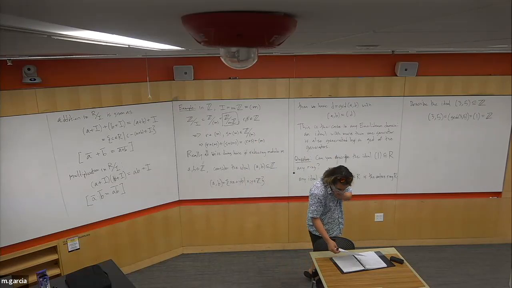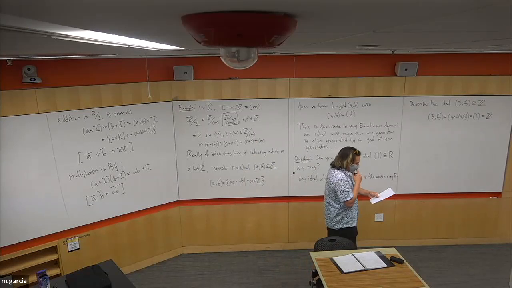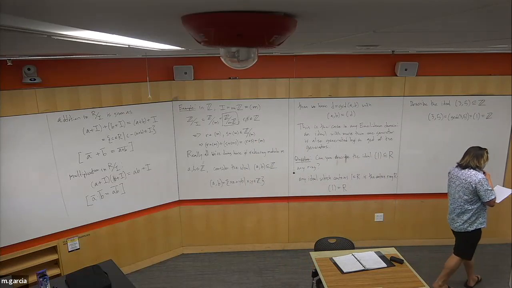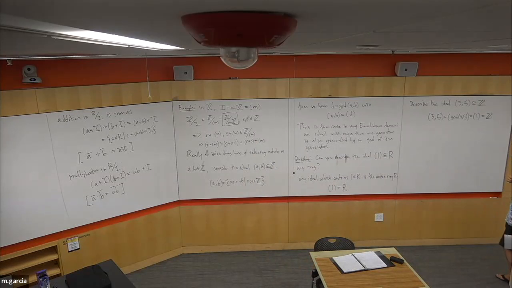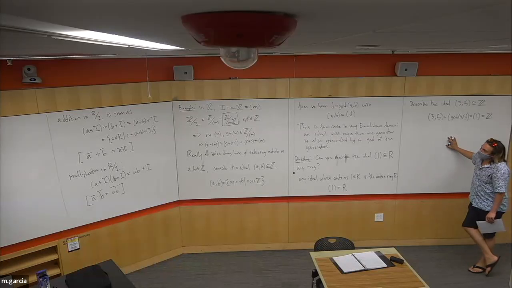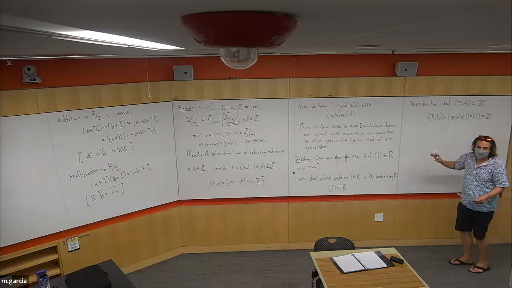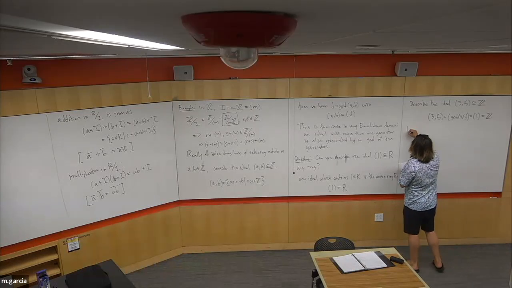So let's talk about some of the other Euclidean domains and their ideals and what their quotient rings look like, right? We've focused on two important examples of Euclidean domains outside Z, right? We talked about the Gaussian integers a lot, and we talked about polynomial rings with coefficients in a field. Okay, so let's see what we can say about these two rings.